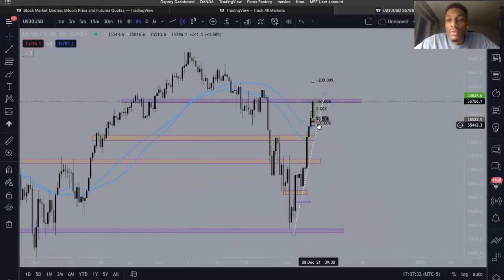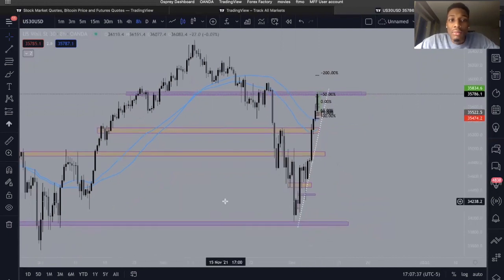How I caught this move, I think it was like 3,000 pips. Yeah, 3,000 pips. Let's break down how I caught that move, because that's pretty consistent for what I catch on a daily basis trading US 30, 3,000 to 5,000 pips. It all depends on what the market conditions are, of course.